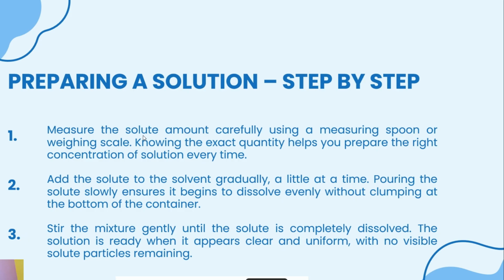Add the solute to the solvent gradually, a little at a time, pouring the solute slowly. Ensure it begins to dissolve evenly without clumping at the bottom of the container. Stir the mixture gently until the solute is completely dissolved. The solution is ready when it appears clear and uniform with no visible solute particles remaining.